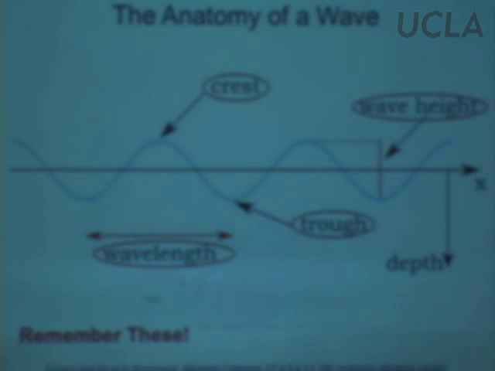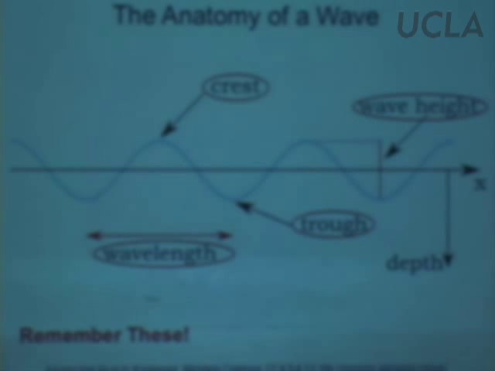Okay, so you're going to want to remember those four things. What is a crest? What is a trough? What is a wavelength? How do we define a wavelength? And what is wave height? Hopefully depth you already have some familiarity with, but of course you should remember what that is too. But that's not a new vocabulary word here. Okay, so this is the geometry, the anatomy of a wave in space.